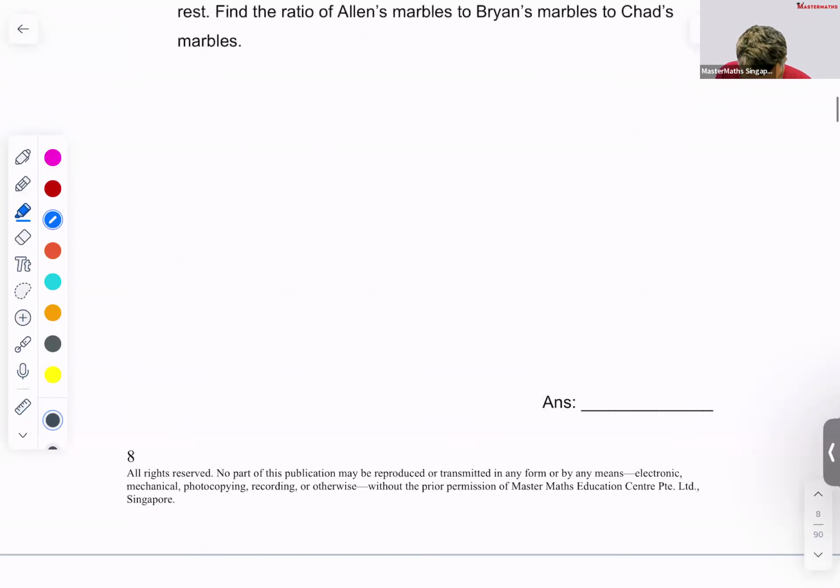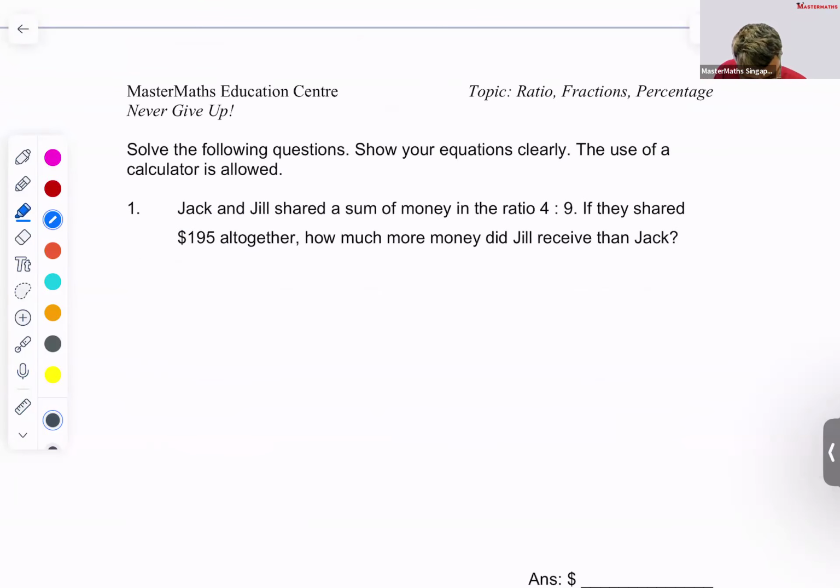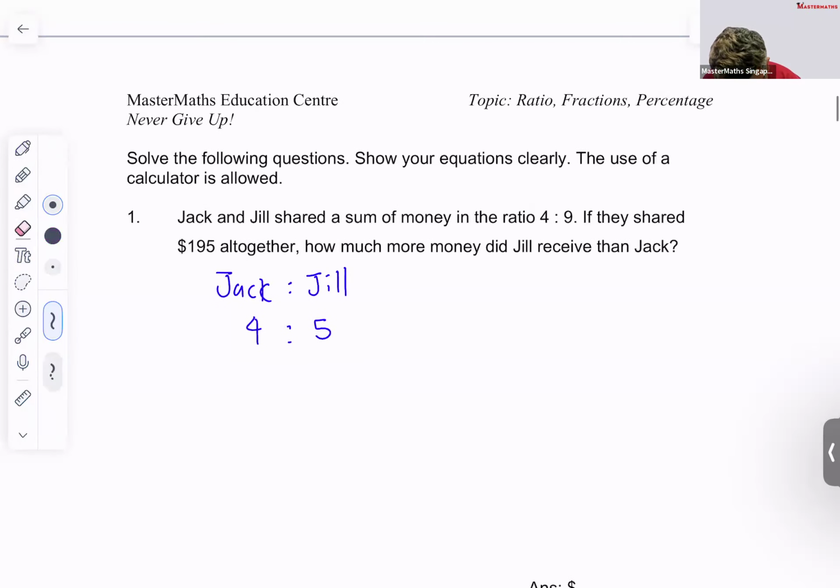Okay, ready? Jack and Jill shared a sum of money in the ratio 4:5. So Jack is to Jill, 4:5. We usually follow the order. The name Jack was mentioned first, right? So the first number here belongs to Jack. It is corresponding. The rest follows accordingly.